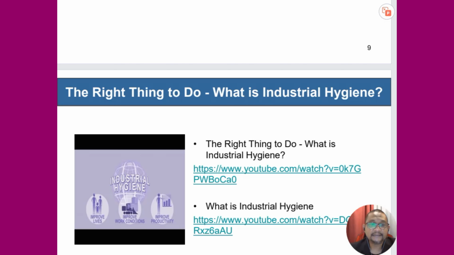And another one is environmental monitoring and analysis. Okay, continuous monitoring of air quality, noise levels, radiations, and other environmental factors to ensure complying with safety standards. Also use tools like air sampling pumps, sound level meters, and radiation detectors for accurate assessment.